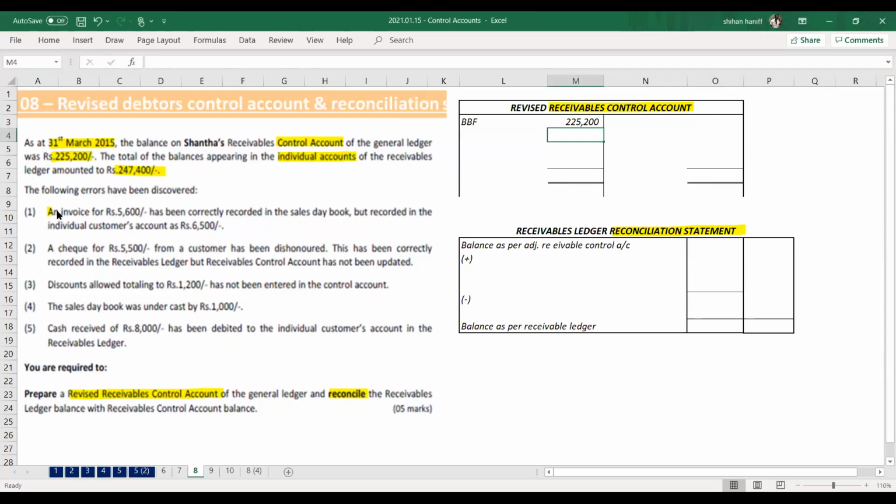An invoice for 5,600 has been correctly recorded in the sales daybook, but recorded in the individual account as 6,500. So this is not in the control account, this is in the individual account. If the individual account is wrong, it goes to the reconciliation statement, plus or minus.